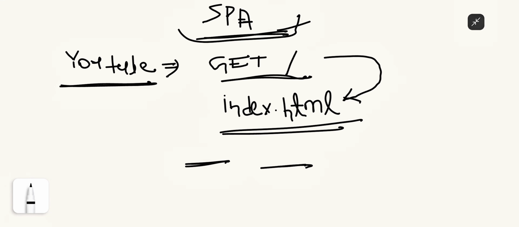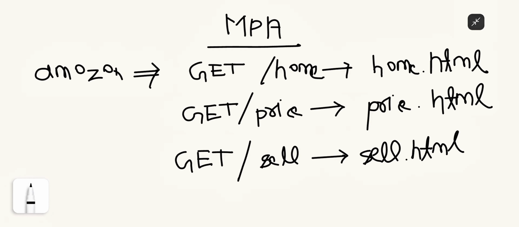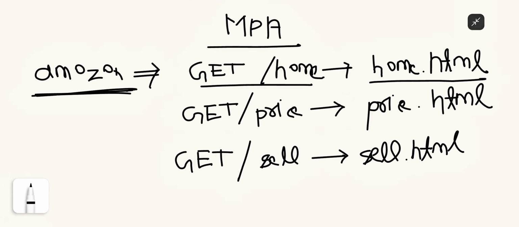Now see what is an MPA. For the multiple page application example, we have opened Amazon.com. In Amazon.com, when we open the home, the browser sends a GET request to home, and the server responds back with a home.html file, which we were saying initially. Then when we click price, the browser sends a GET request to the price, and the server is again responding back with a new HTML file, a completely new HTML file, that is price.html.